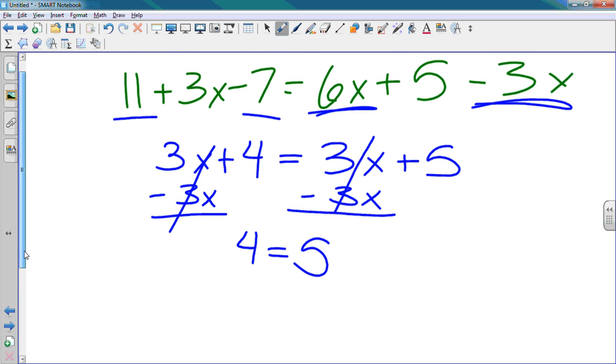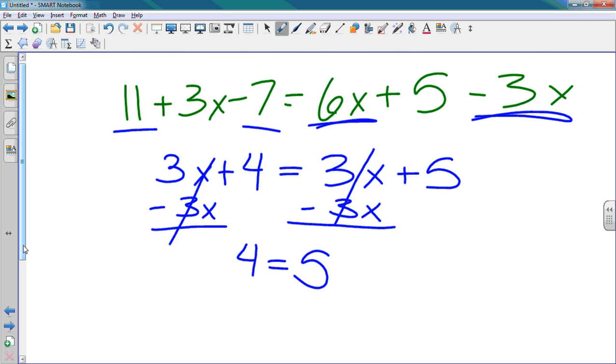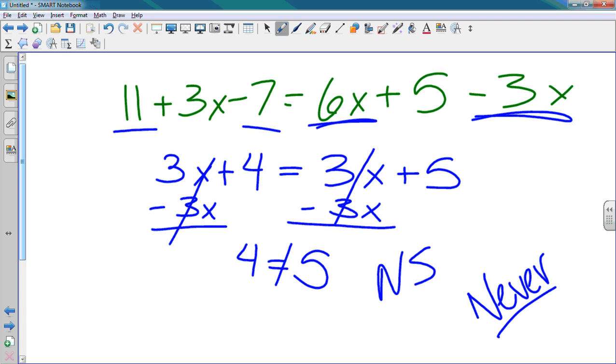You put a slash through the equal sign, you put it's not equal, right? So what are the solutions to this equation for x? No solution. Very good. This is never, ever true. No matter what number you put in there for x, it is never, ever true.